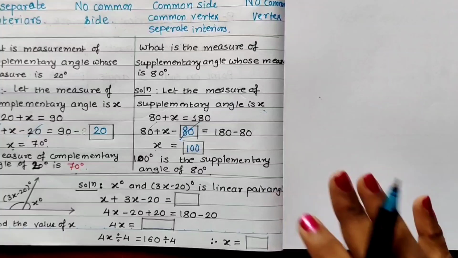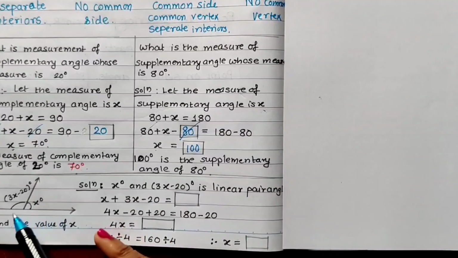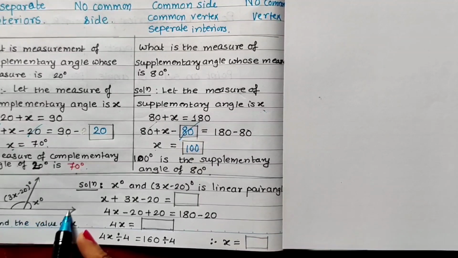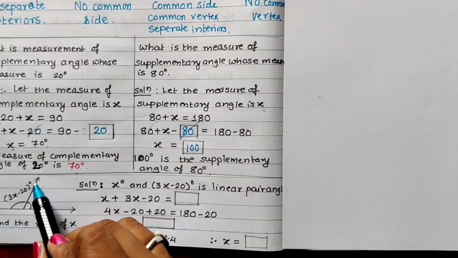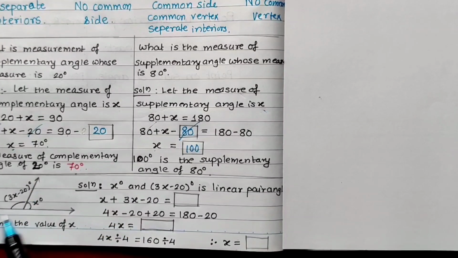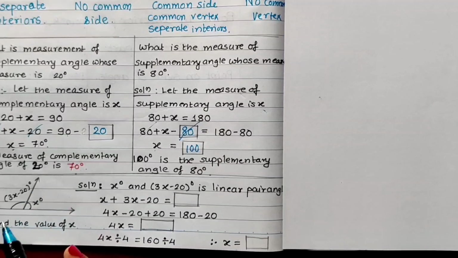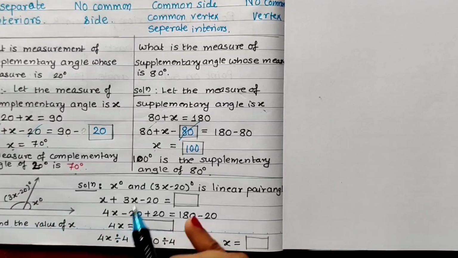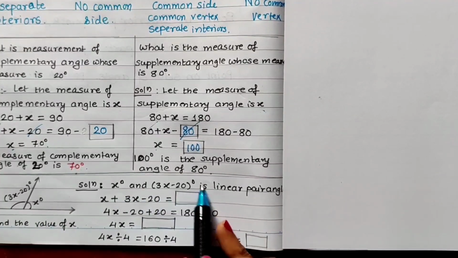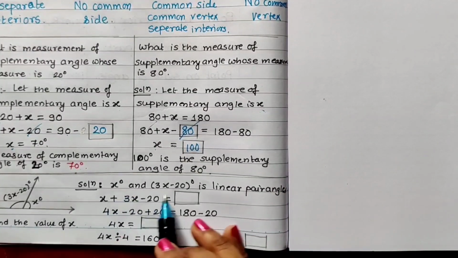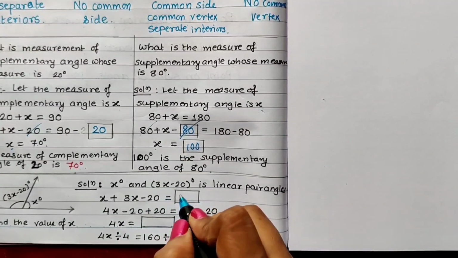Now let us go on to this last sum. We have been given angles in a linear pair. We all know angles in a linear pair are also supplementary. Why are they a linear pair? Because they are on the same line. They share one common side. The measures of these two angles are given as 3x minus 20 degrees and x degrees. As they are linear pair angles, their total is 180 degrees. So x and 3x minus 20 are linear pair angles, and that's why their total, x plus 3x minus 20, is equal to 180 degrees.